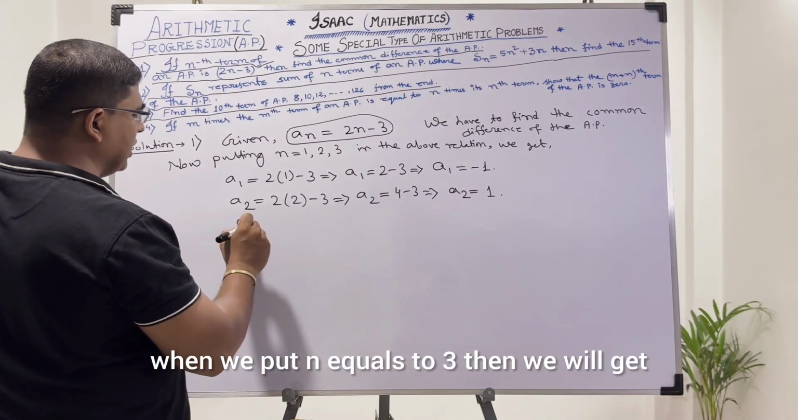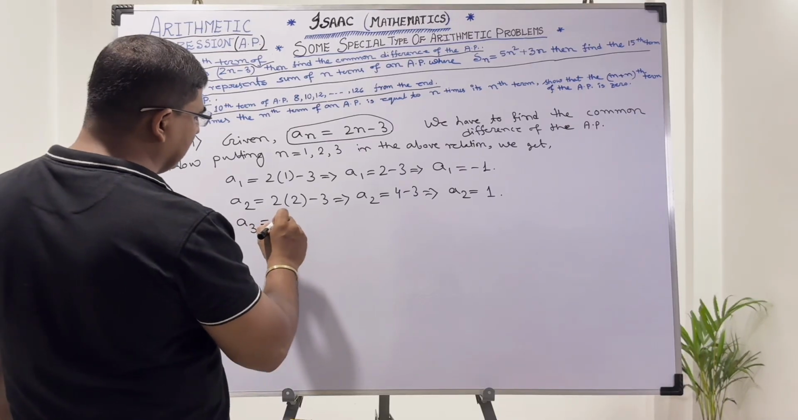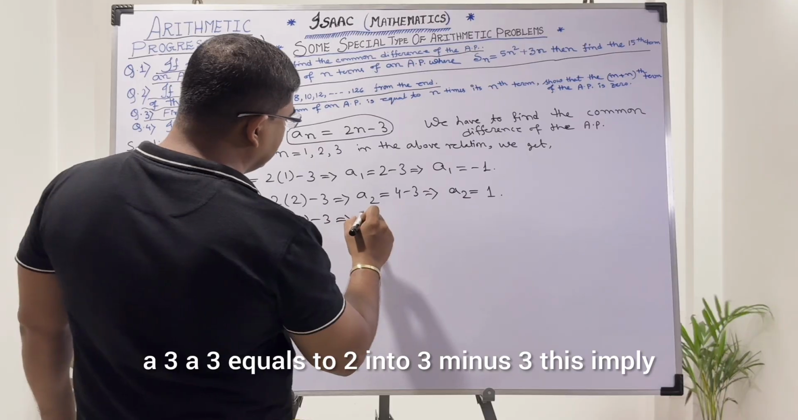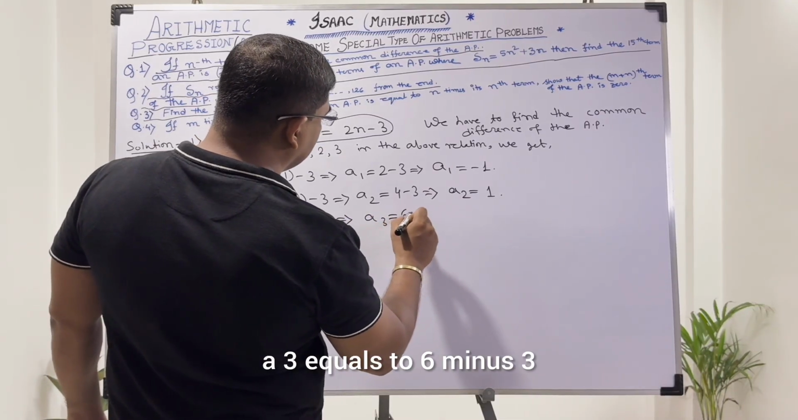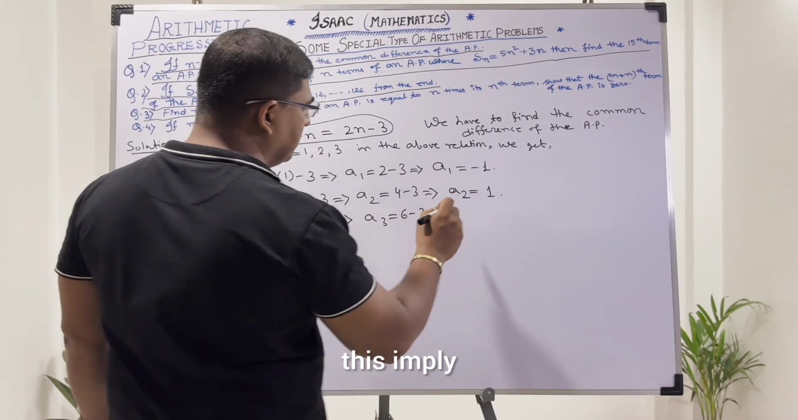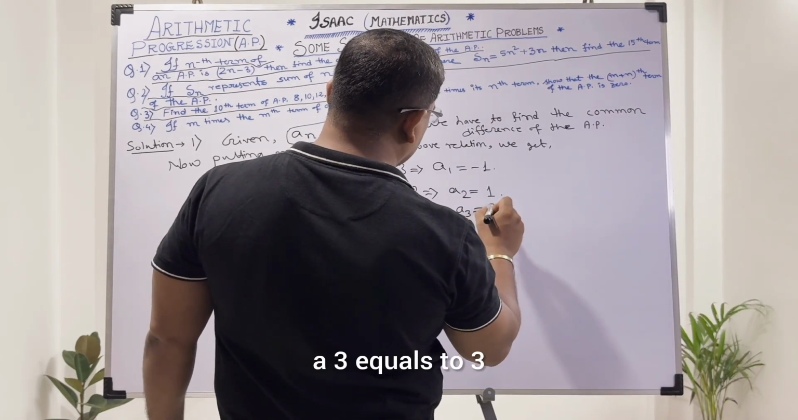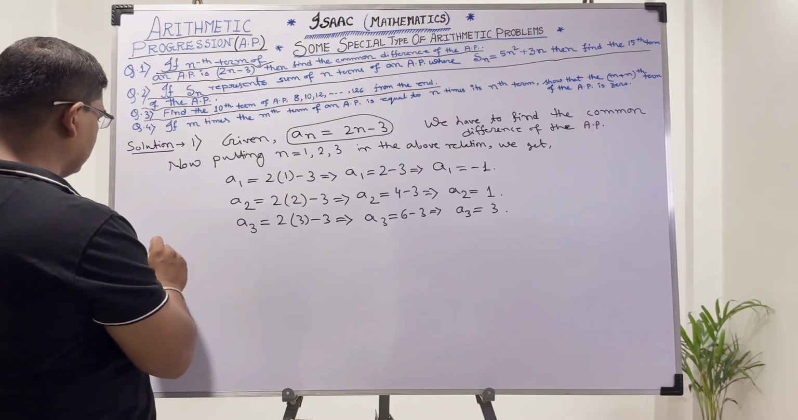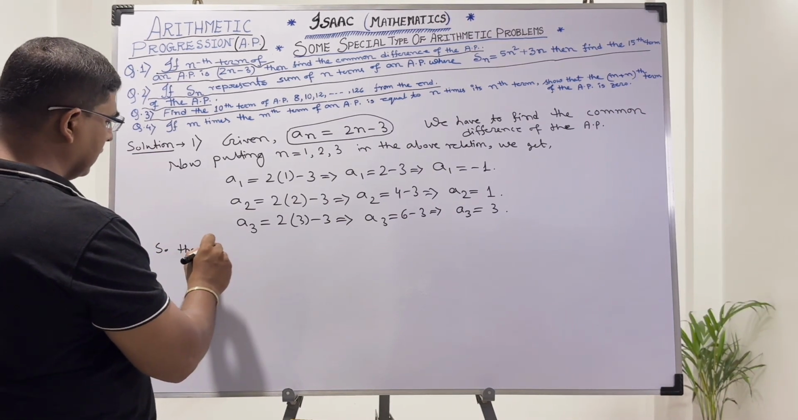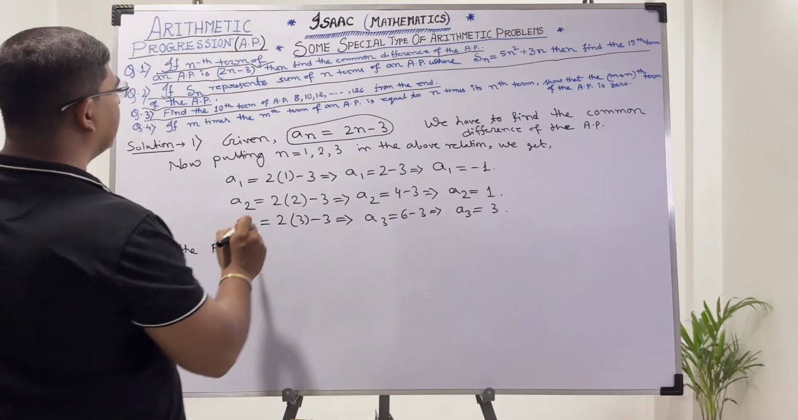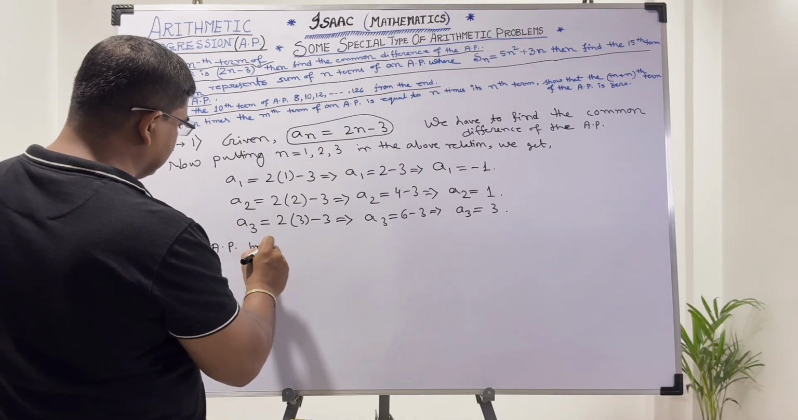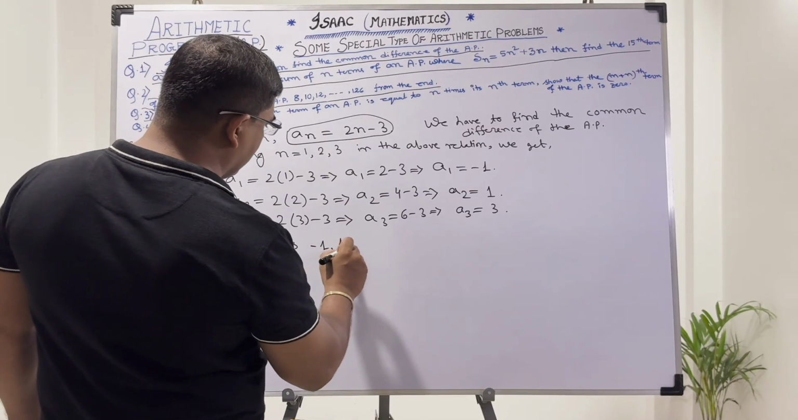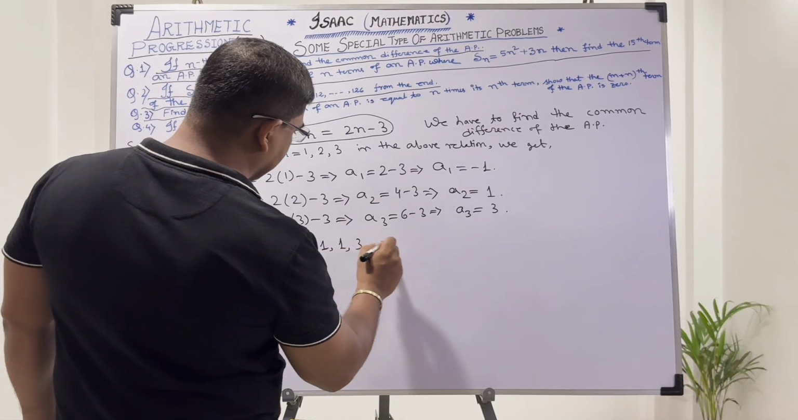When we put n equals 3, then we will get a3. a3 equals 2 into 3 minus 3. This implies a3 equals 6 minus 3. This implies a3 equals 3. Okay. So the AP becomes -1, 1, 3.